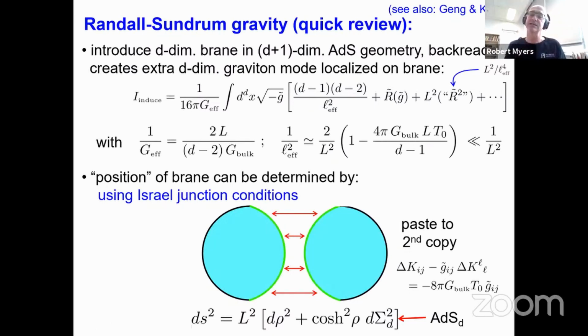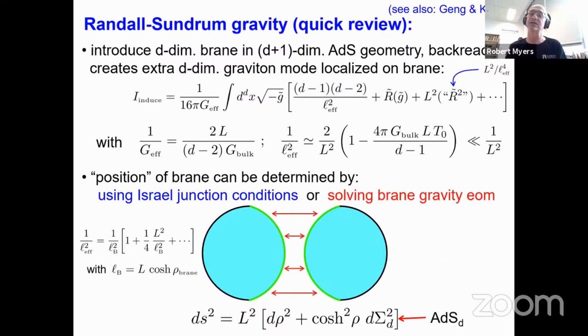Another comment is that I could have also decided that position by just evaluating the equations of motion of our brane gravity theory, and you in fact end up with the same result. That's an indication of the consistency of these two pictures: the D plus one dimensional gravity, and the Randall-Sundrum gravity in one dimension lower, just focused on the brane.